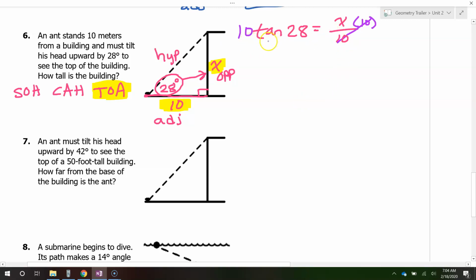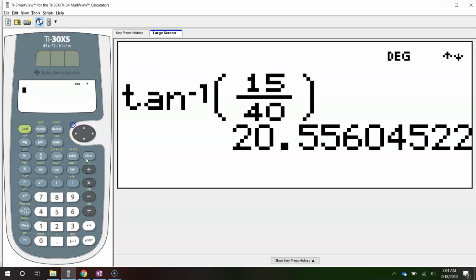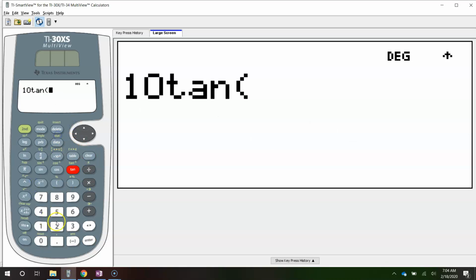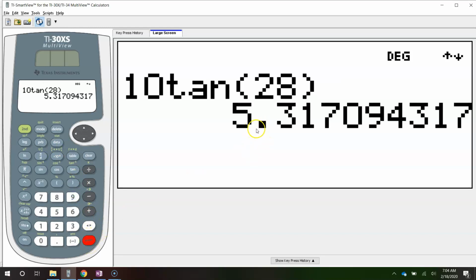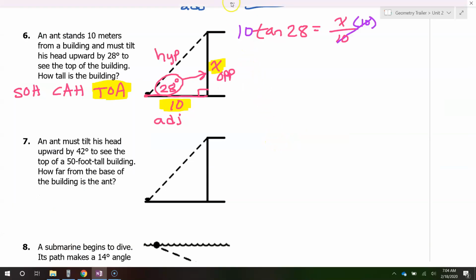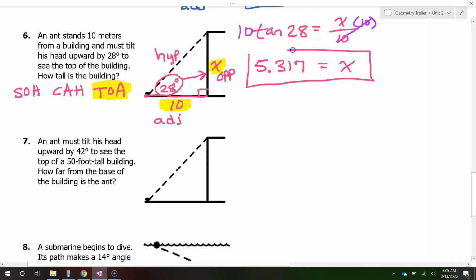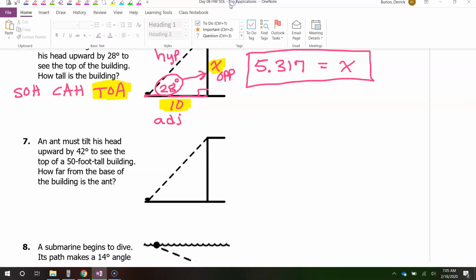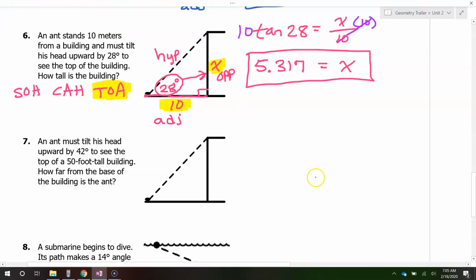So we can just put 10 tangent 28 in the calculator. So 10 tangent 28. So that is 5.317. Kabam. That's how tall the building is. Let's move on to problem number 7.